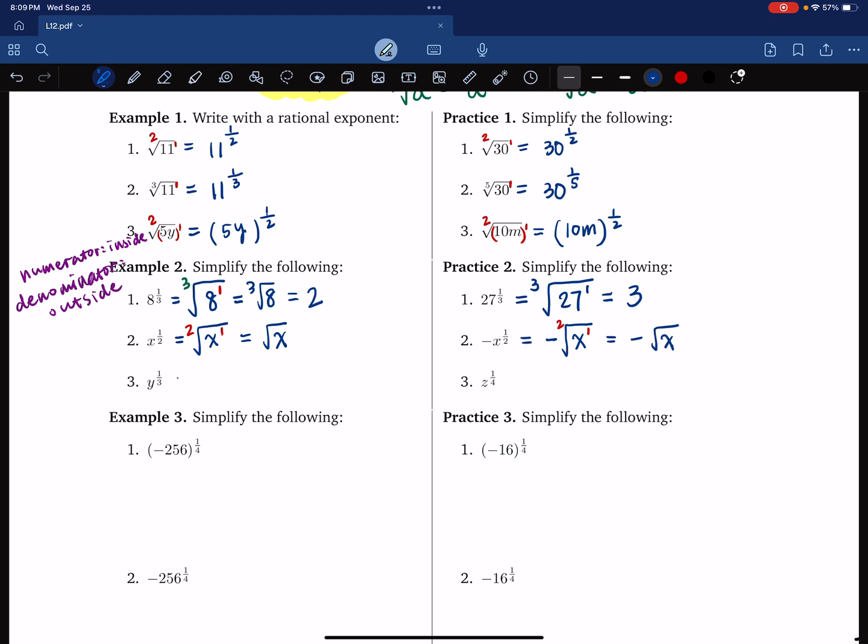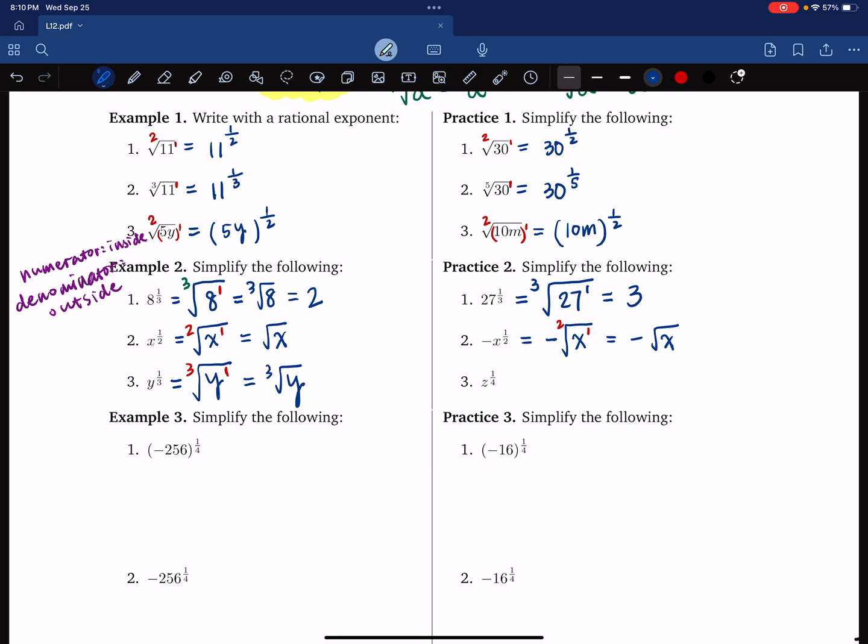Number 3. Number 3, this is y to the 1 over 3. So you write the base, y, and then you do the radical sign. The numerator is 1, so it goes inside. Denominator 3 goes outside. And this simplifies to cube root of y. Since we don't know what y is, this will be the simplest form.